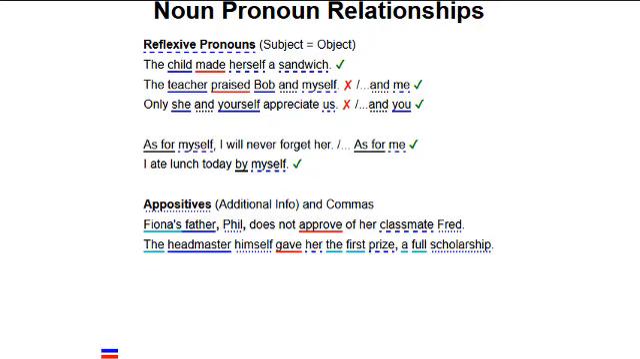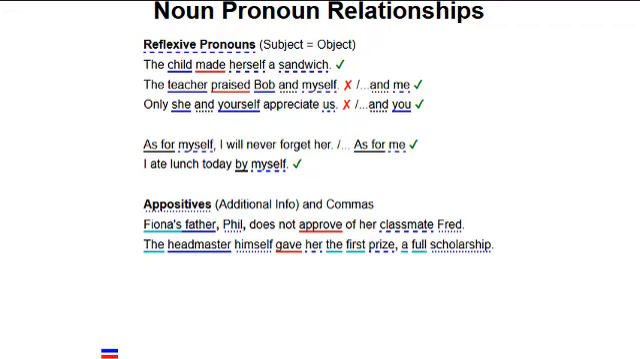In the next sentence, "The headmaster himself gave her the first prize, a full scholarship." We see that the appositive phrase, a full scholarship, is separated by a comma from the first prize because it is not needed to identify what the headmaster gave her. Likewise, we don't need the pronoun himself to identify who gave the first prize.